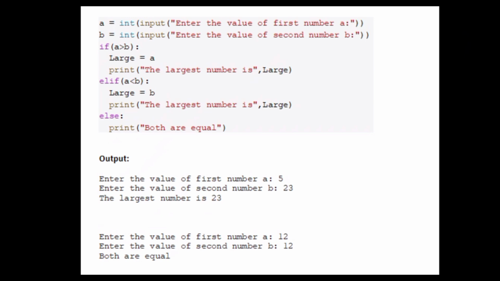In the second run, if we take the first number as 12 and the second number is also 12, then 12 > 12 is not correct. The elif, 12 < 12, is also not correct. So the if block statement will not execute, the elif block statement will not execute. So control directly goes to the else part, and here "both are equal" will display.